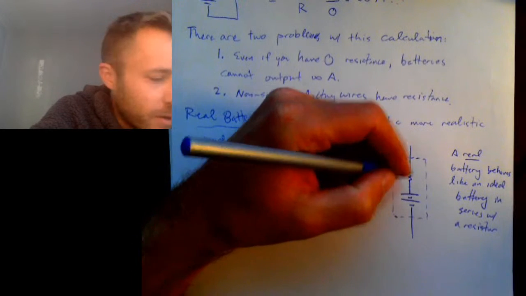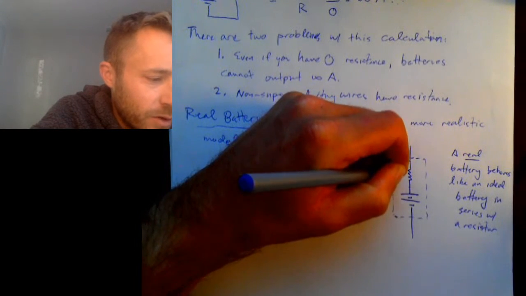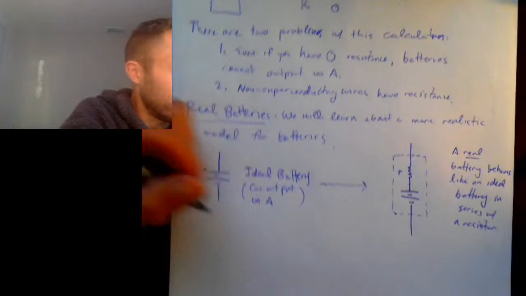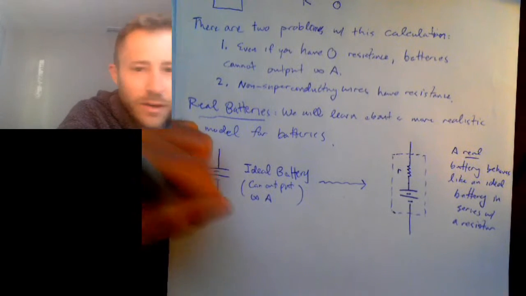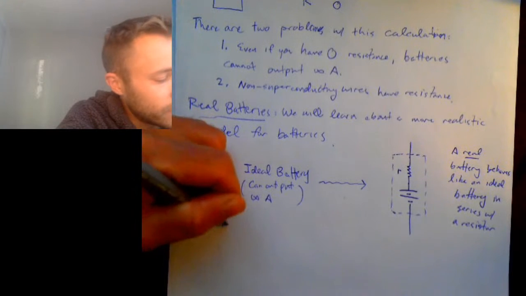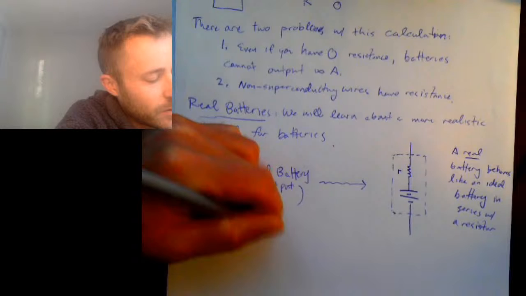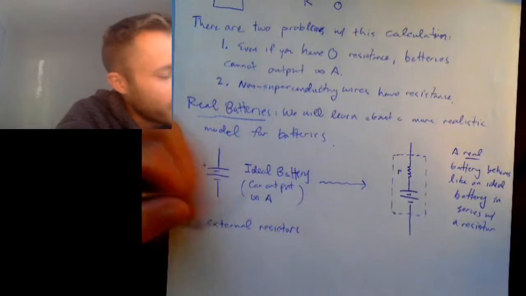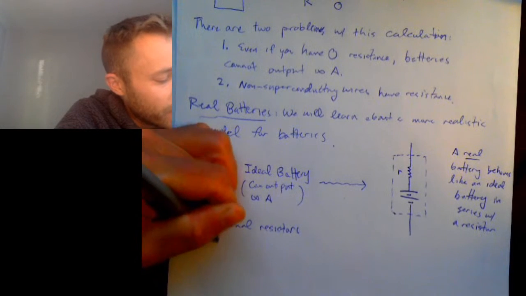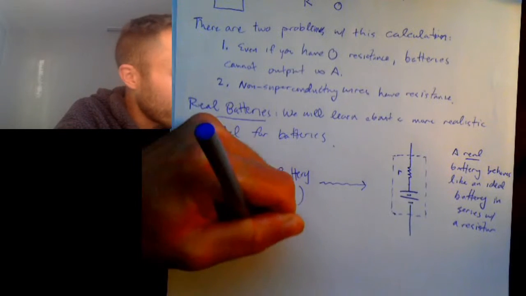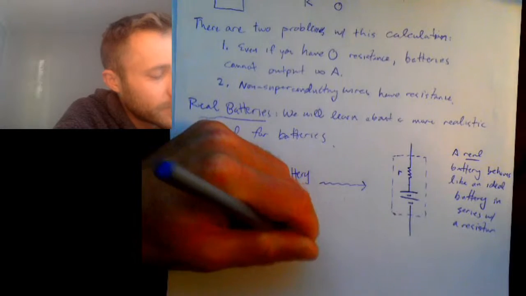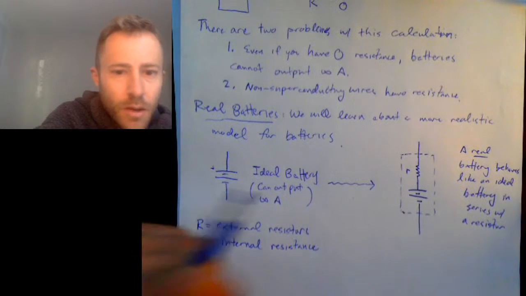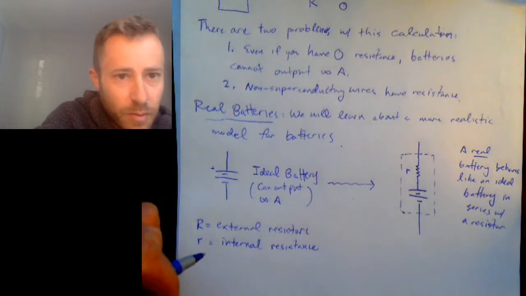Now, typically, this resistor is called little r, okay, as opposed to big R for external resistors. Okay, so big R is going to be external resistors. All right, so those are the ones that are in the outside circuit. And then little r is called the internal resistance. It's called the internal resistance of the battery.